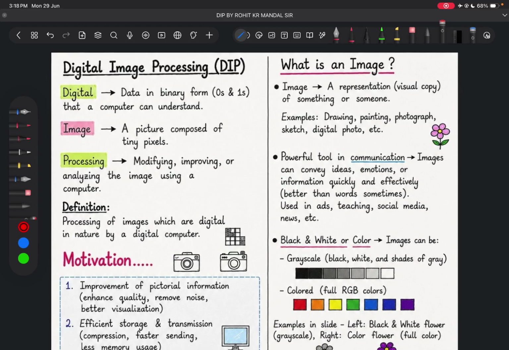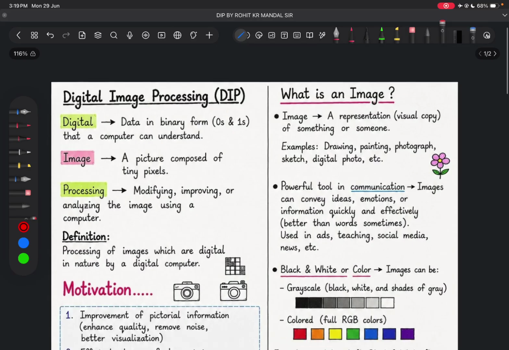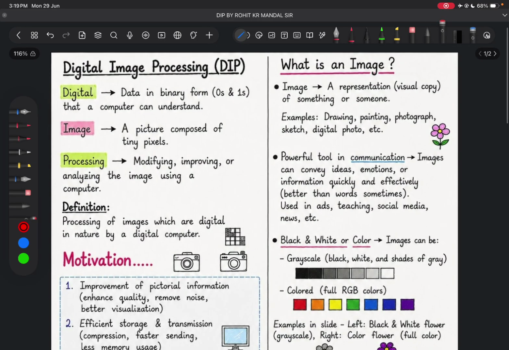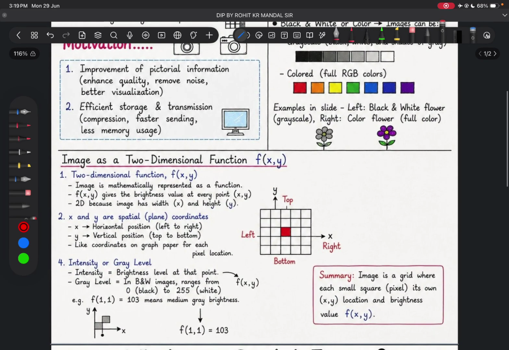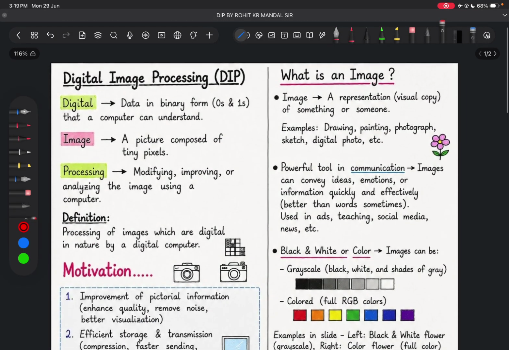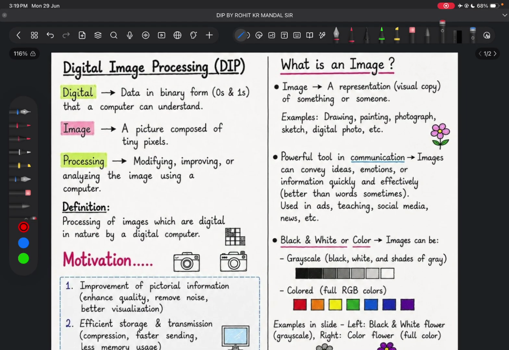In today's video, we will understand three important things: what is digital image processing, what is an image, and how an image is defined or represented. So, let's start. First of all, what is digital image processing?